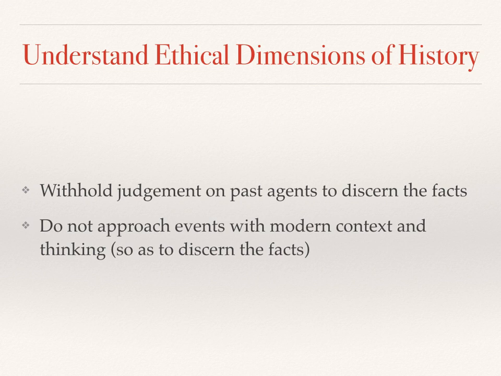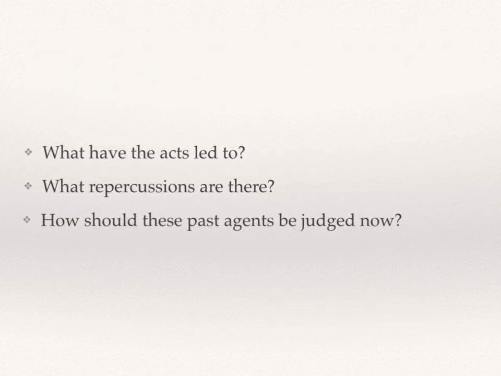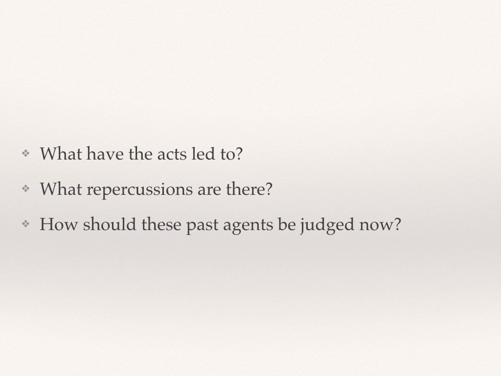But there's going to be plenty of times when we're looking at history when we've found out that the facts are not pleasant facts, and these events have far-reaching consequences, and they were people acting irrationally or with malice or with bad intentions. And so what does that lead to today? Or even if they had good intentions but bad consequences. So what have these acts led to? What has something that happened 50 or 60 years ago led to today? What are the repercussions? And how should these people be judged now?